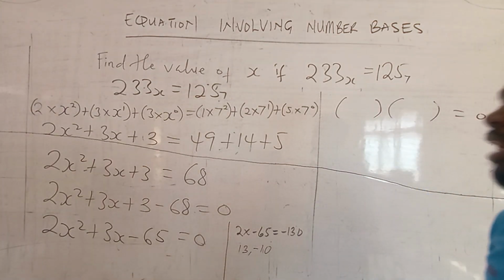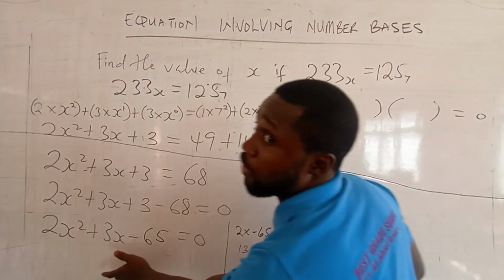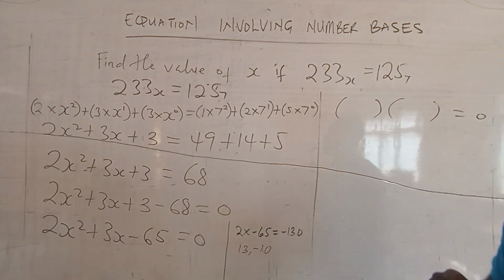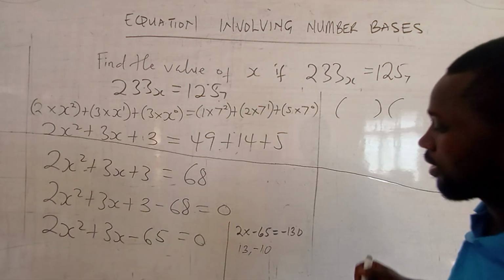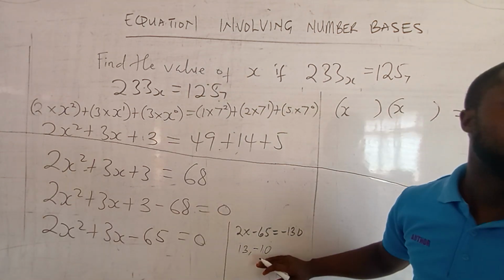And the short way is that because this particular question, the main question, is not the quadratic trinomial. The main question is a number base. So we can just use our short way and then get our two factors and solve for the value of x. So we have our factors as 13 and then the minus 10.